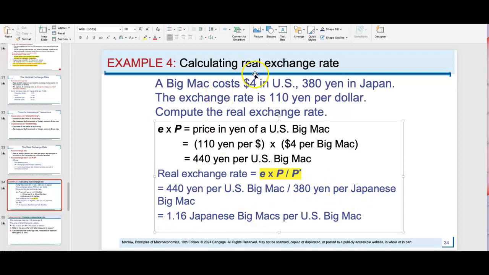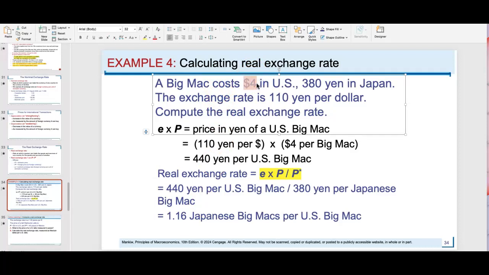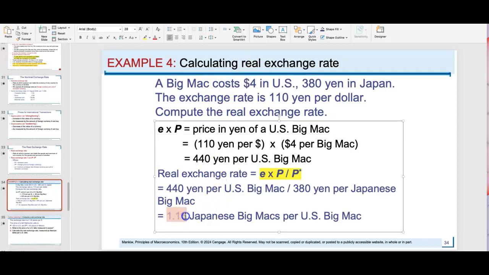So with $4, this is what this means. For $4, I can buy more than one Big Mac in Japan. I can buy 1.16 of a Big Mac for every Big Mac in the US. That's what the real exchange rate is: the amount of money I spend in the US, how much does it purchase abroad by comparing the same good? The Big Mac is the best example, right? Because it's one corporation that has restaurants everywhere.